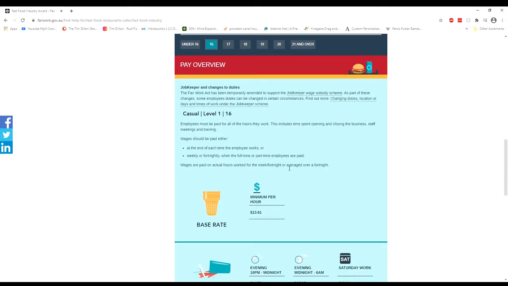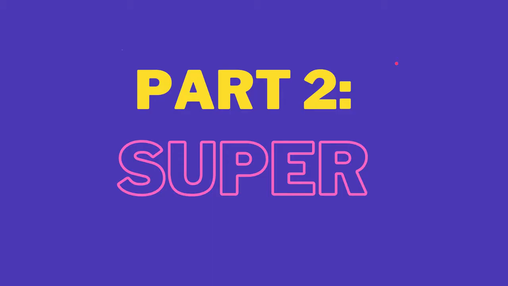So on our payslip, because he was 16, his base rate should be at minimum $13.61, but he was getting the extra $14 one. So it doesn't matter if your pay is exact as long as it's above the minimum per hour per your award. And if you need clarification, always ask a manager or anyone in finance to help you out when you're looking for yourself.